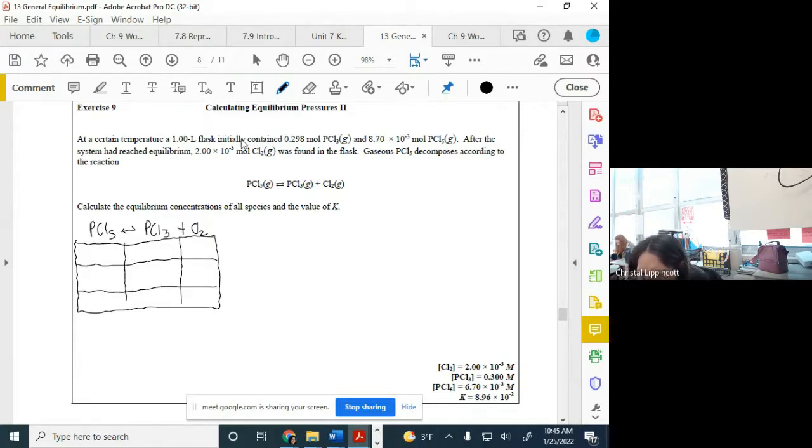All right, at a certain temperature, the flask initially contained the PCl3, which is 0.298, and 0.0087. No, that's the wrong place. Hold on. Back the train up. Did you even get that? That's right here. But how do you know it's 0.00? It's the 8.7 times 10. So you take your decimal and move it 3 spots this way. 1, 2, 3. Fill in the loops.